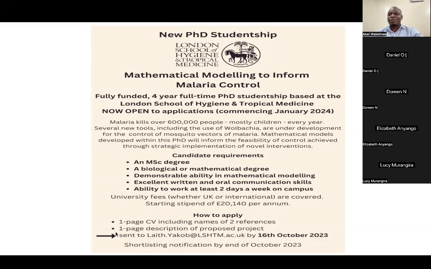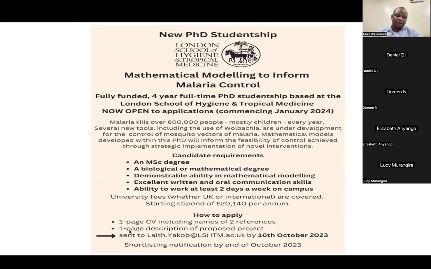Number one is a one-page CV. Now, one-page CV, most people struggle with it. But my mentor, Dr. Danny Musinguzi, who is on the call, if you can just check on the list of participants, because his user is Danny Musinguzi, he can help you design a one-page CV. And so that shouldn't be a very big problem, including 2 names of 2 referees. That's not a big issue.